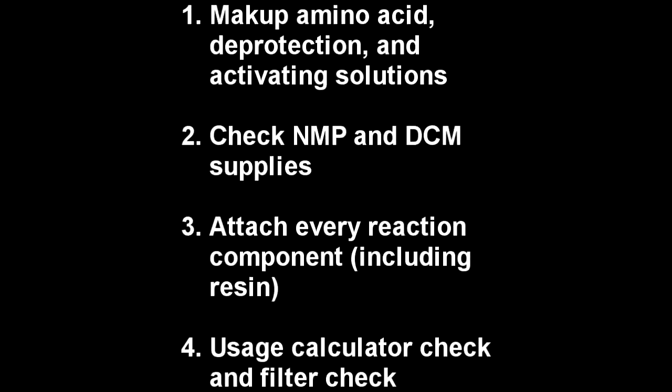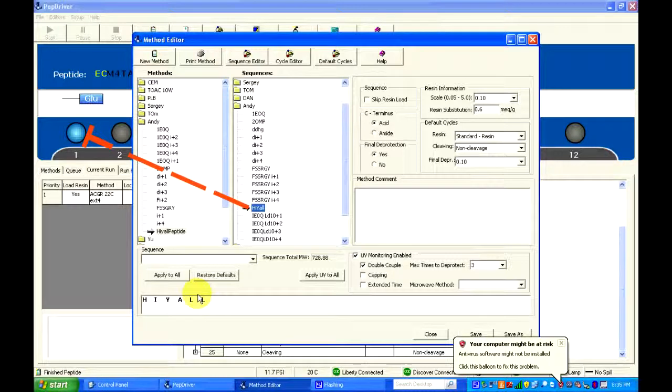Next, we make sure that all the filters are relatively new. Finally, we drag the method into the number corresponding to where the resin is attached. Then we can press the start button and finally start our reaction.